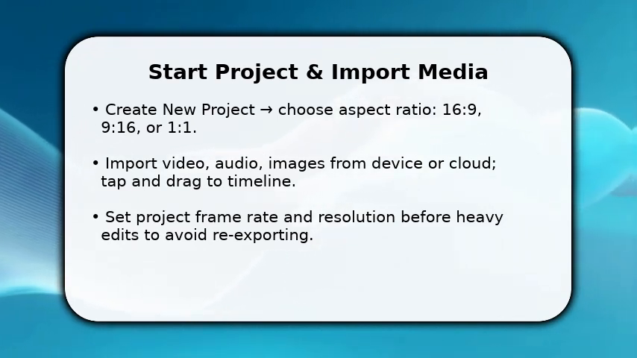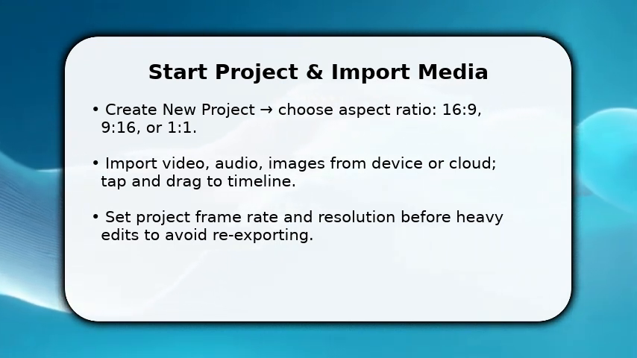You start by creating a new project and picking the correct aspect ratio for your delivery platform. This avoids reframing later. Then import your clips, images, and audio directly from device storage or cloud. Drag them onto the timeline in the rough order you want.